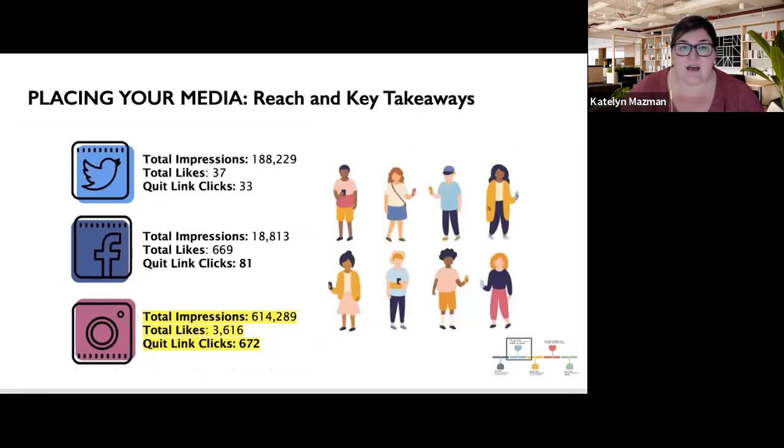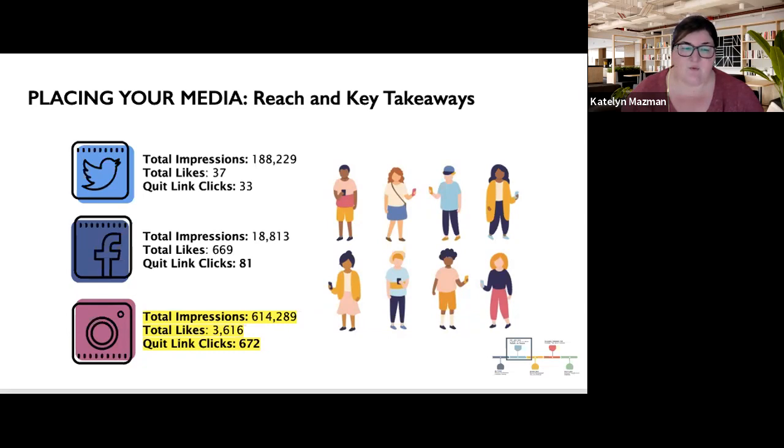And so here is sort of how we did. Here is our reach and takeaways. It's a lot of numbers, but the takeaway here is that Instagram was overwhelmingly more successful across all three metrics: total impressions, which is how many people see your post, your likes, and also, probably most importantly, to be quite honest, the click-through to that CYA Cessation website, which we provided in all of our posts.